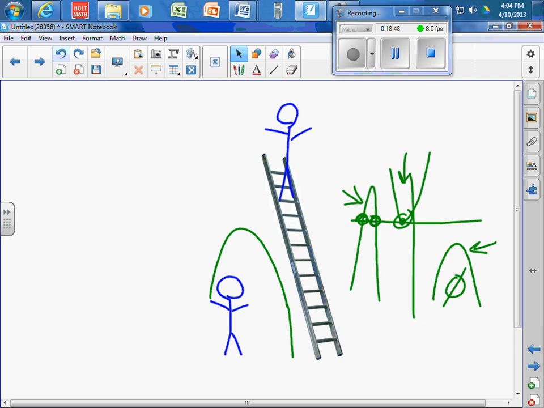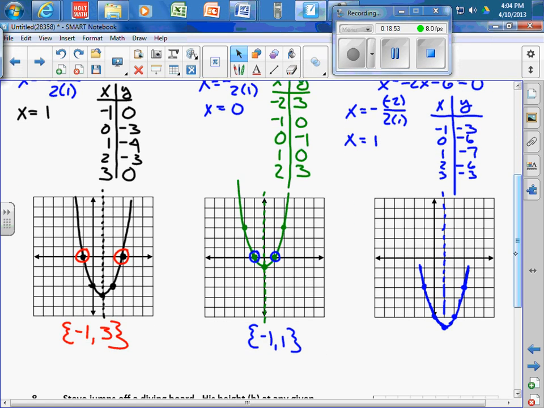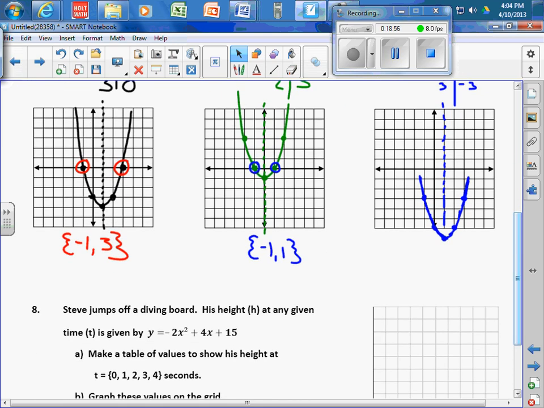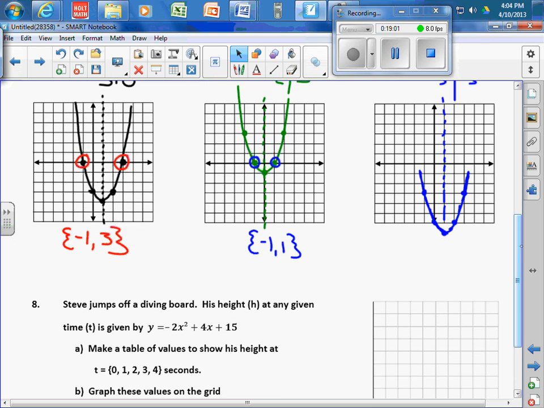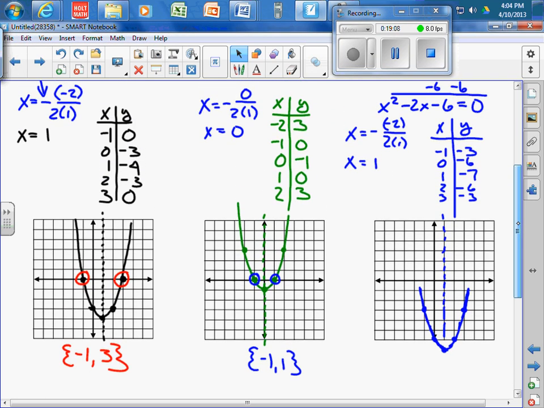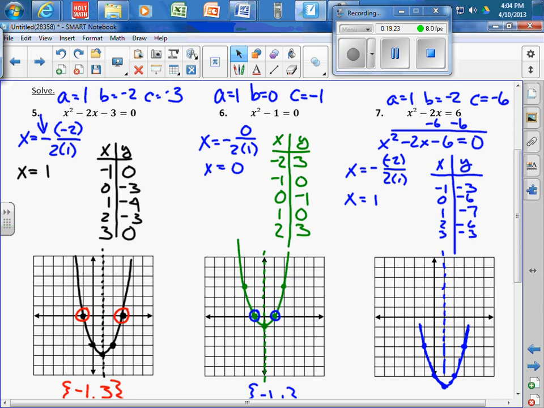So now let's go back and talk about solving these parabolas, these quadratics. The first parabola, number 5, touches twice at -1 and +3. The second parabola touches the x-axis twice at -1 and +1. Let's look at number 7, though. And there's all the work for 7. Give you a second there to copy that down if you need to.